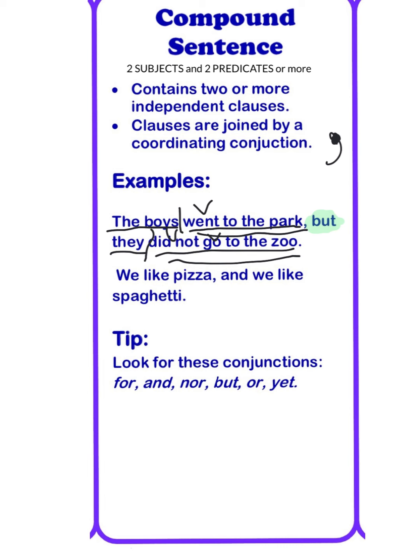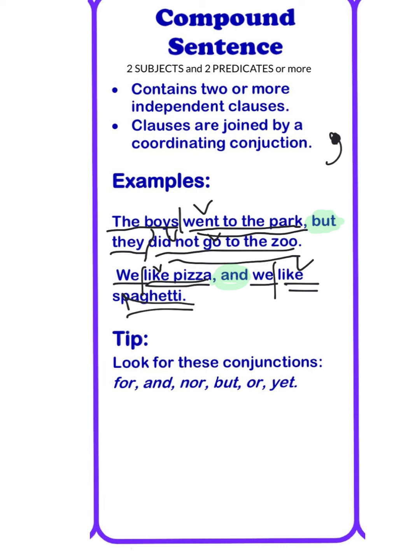The next sentence, we like pizza and we like spaghetti. So our conjunction and comma is comma and. Our first sentence, we like pizza. Like would be our verb. We would be our complete subject. Like pizza is your complete predicate. The second sentence, like is our verb again. We is our complete subject. Like spaghetti is our complete predicate.